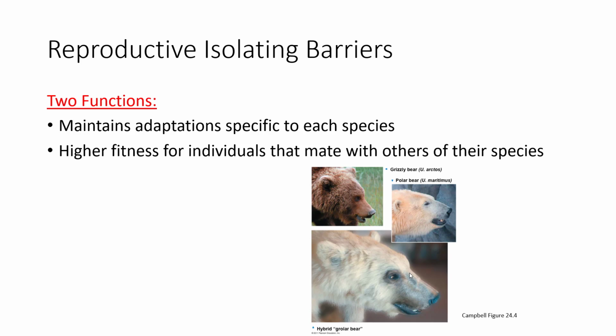That means that their offspring would be less fit, so it benefits the fitness of the adults to only mate with other adults of that species. And this will maintain those isolating barriers and maintain species integrity.